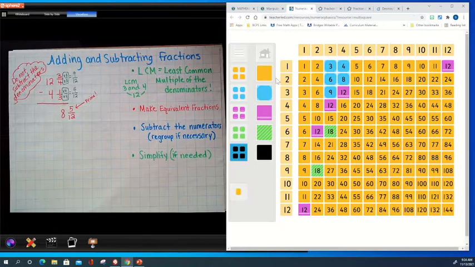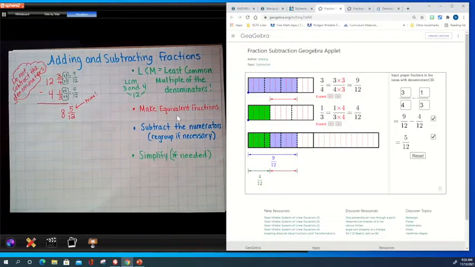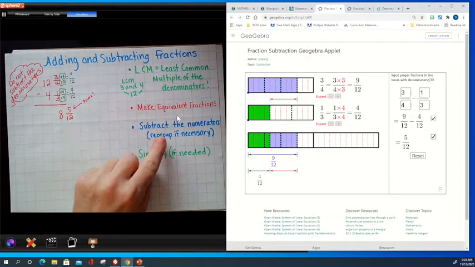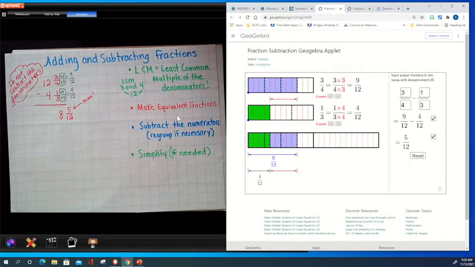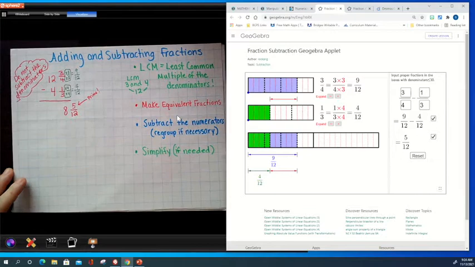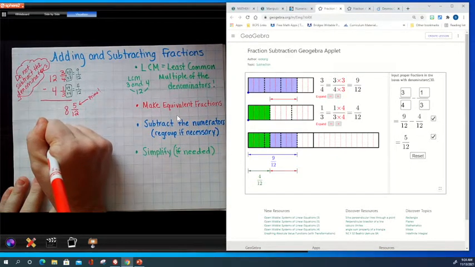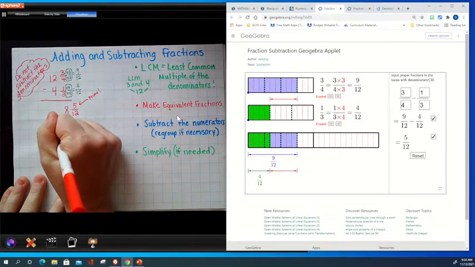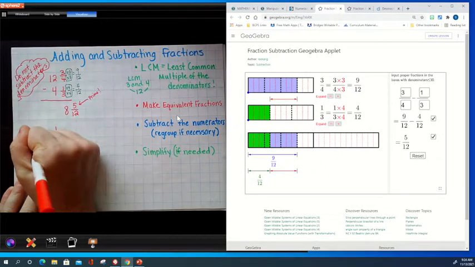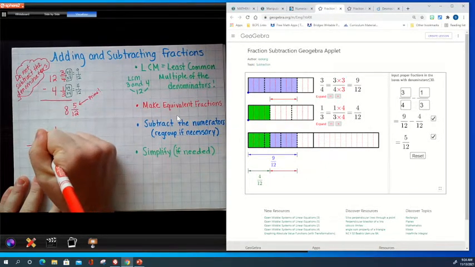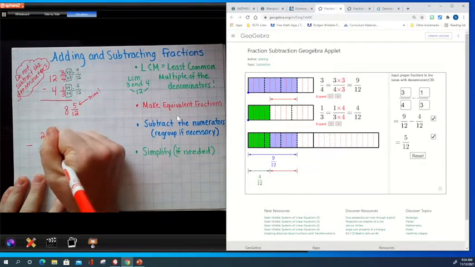Now, here's where the tricky part comes, when you have to regroup. So we're going to do one where we have to regroup. And this is what gave some of you a little bit of struggle in class. So here's one we'll do together. 25 and 1/3 minus 7 and 3/5.